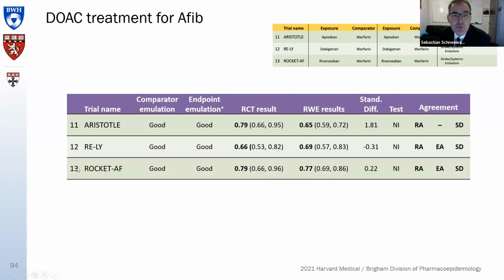Trials 11 through 13, ARISTOTLE, RE-LY, and ROCKET AF with regard to stroke prevention in AF. The point estimates here, 0.79, 0.65, actually quite similar overall. We were quite happy with the findings. Although, again, strictly speaking, 0.65, the point estimate here in the real world evidence, did not fit into the 95% interval of the randomized trial. So we could not give ourselves this binary estimate agreement statistic here.